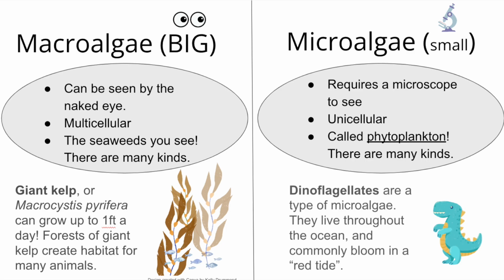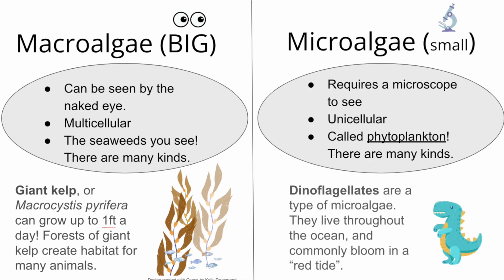Brown macroalgae is called kelp and often grows in forests, creating habitat for other animals like fish, sea otters, and sea stars. Many are farmed or collected and eaten by people or used in medicine, food, makeup, and many other things. But throughout the ocean and freshwater, there is another type of algae that can only be seen with a microscope. This is called microalgae.